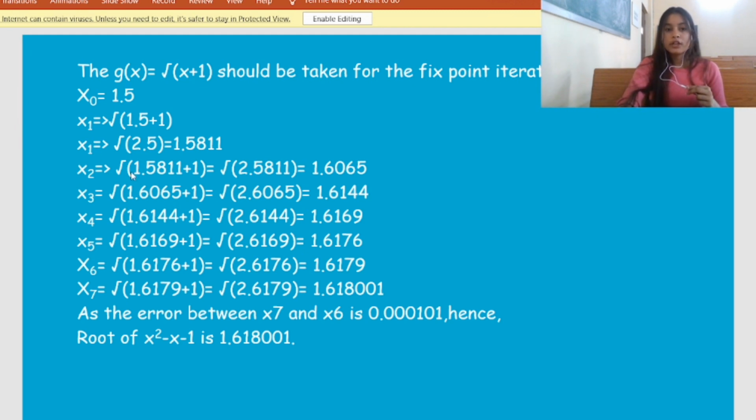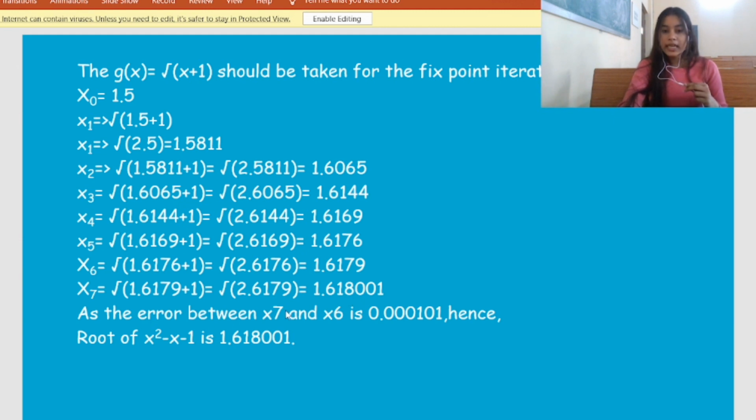So for x2 we'll get under root of 1.5811, which is the value of x1, plus 1, which will be equal to 1.6065. Similarly, we'll get the values for x3, x4, x5, x6 and x7. As you can see, we got x3 as 1.6144, for x4 we get 1.6169, for x5 we get 1.6176, for x6 1.6179, and for x7 we get 1.618001.